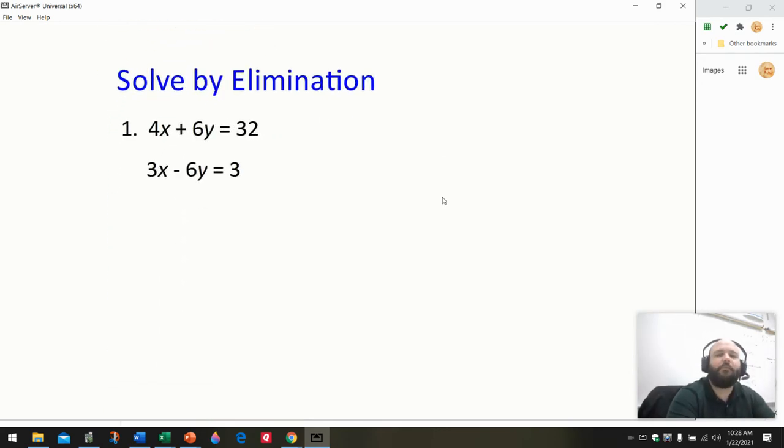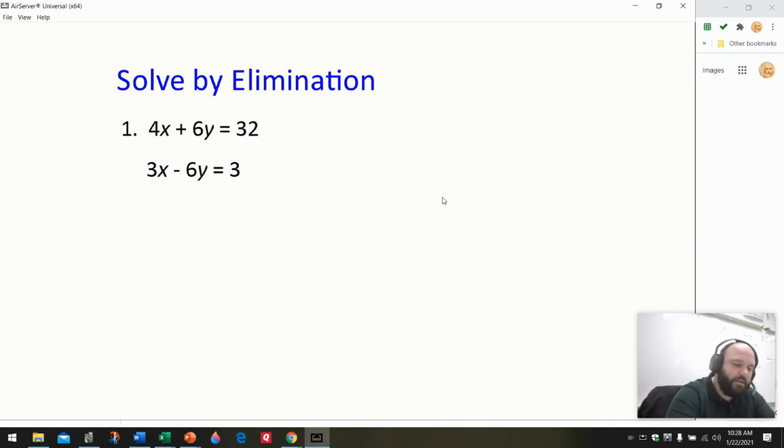So this is solved by elimination. And as the name indicates, the goal here is to eliminate something. Now, what we want to do is we want to eliminate one or the other variable. Either we want to eliminate the x or we want to eliminate the y. It just really depends on the problem as to which one we eliminate first. It doesn't really matter because once you've solved for one of the variables, you will solve for the other variable after you solve for the first one. So it doesn't matter which one you solve for first.